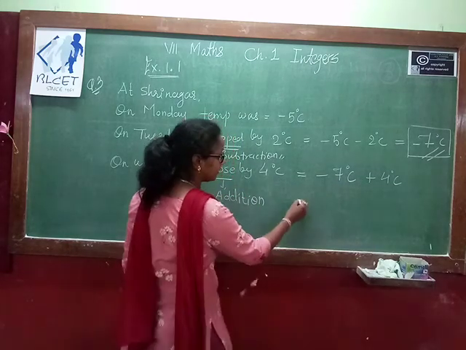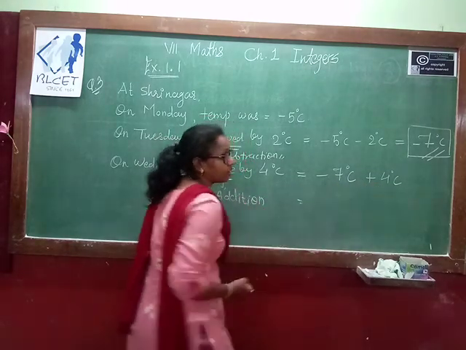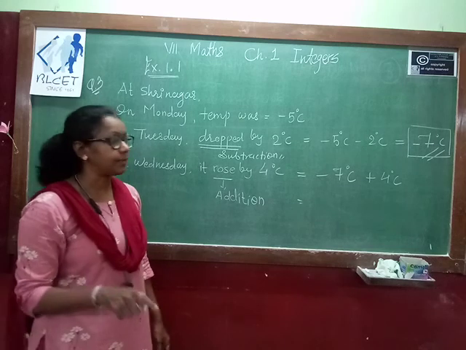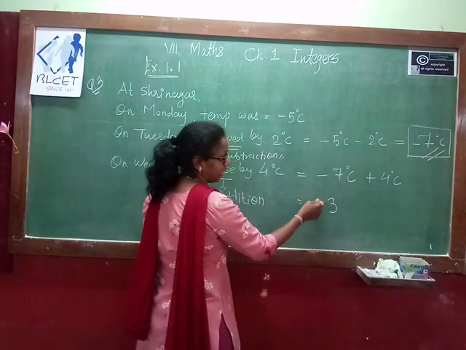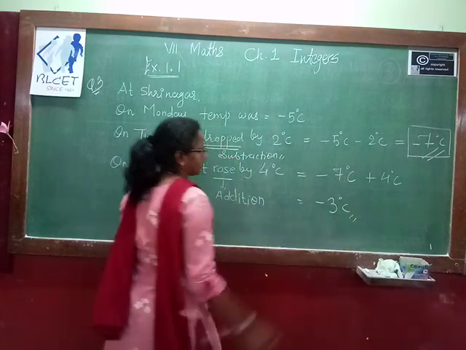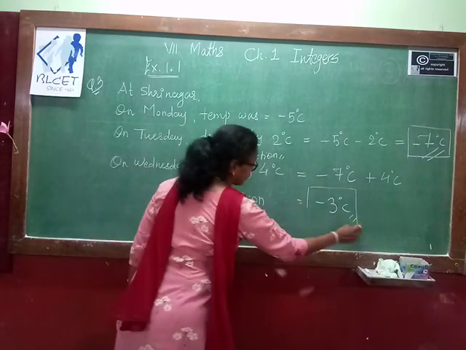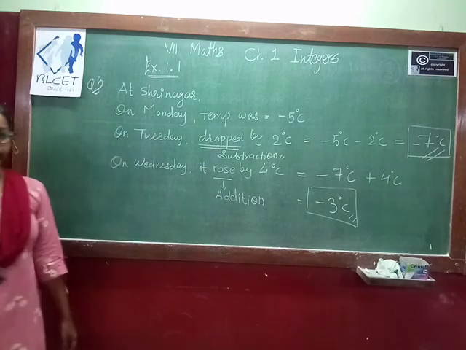So what is the answer? Minus 7 plus 4. Signs are different. Do the subtraction. 7 minus 4 gives you 3. 7 is bigger, negative sign, so minus 3 degree Celsius. So what we can say? On Wednesday the temperature was minus 3 degree Celsius.